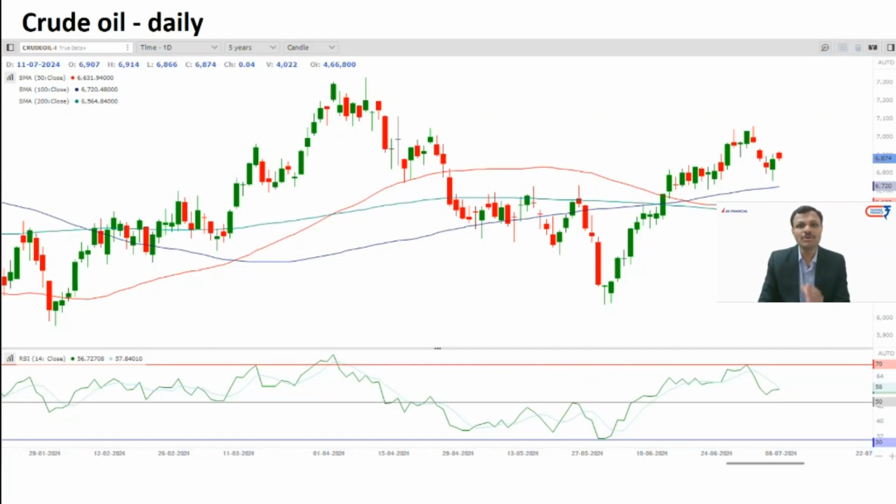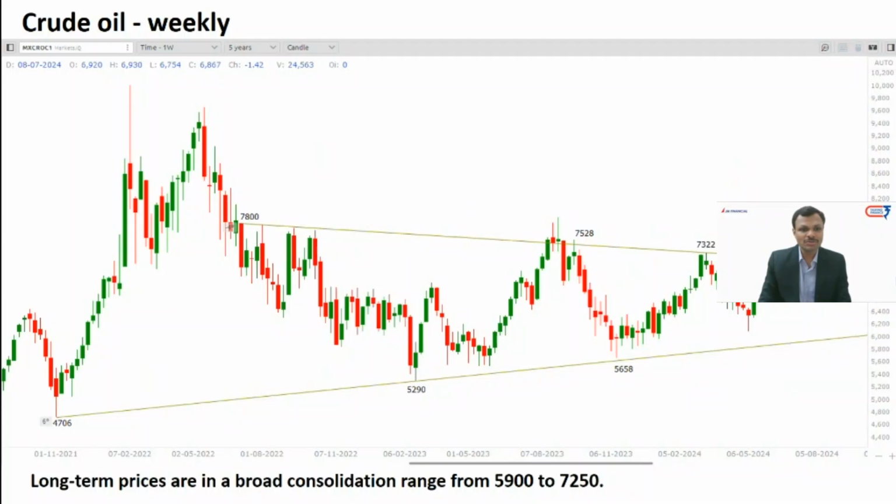Now in crude, we'll look into the weekly as well. So weekly gives us a long-term picture, what the broad market indicates. As indicated in gold and silver, the trend is very much on the positive side. It is continuously going up. You see the crude, it is just in a consolidation. Ever since it has reversed from around 7,322, it has come down. This week's little bit of a correction.